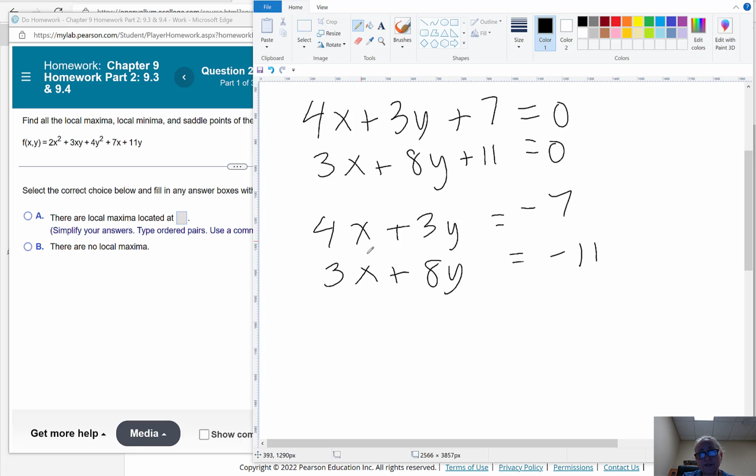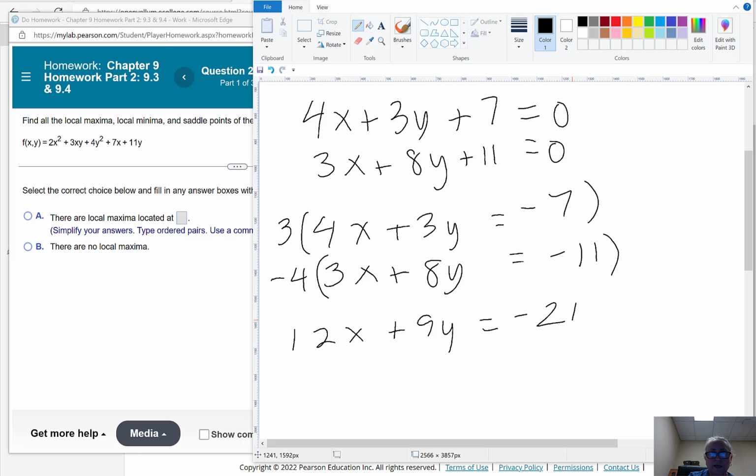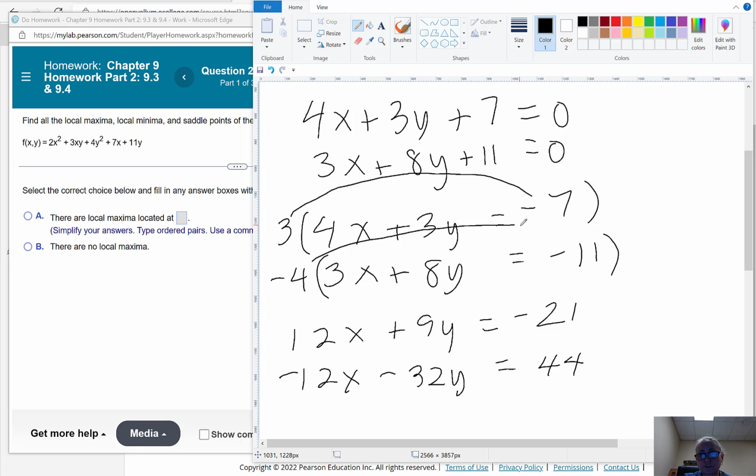Now I have to do something to these equations to eliminate either the x's or the y's. So I'm looking at these first two, and I know that they have 12 in common. So if I multiply the first one by 3 and the bottom one by -4, I can get a 12 here and a -12 here, so that when I add the equations, I get a 0. So that's 12x plus 9y equals -21, and -12x minus 32y equals +44. Make sure you multiply all the way through, including over here to this constant on the other side.